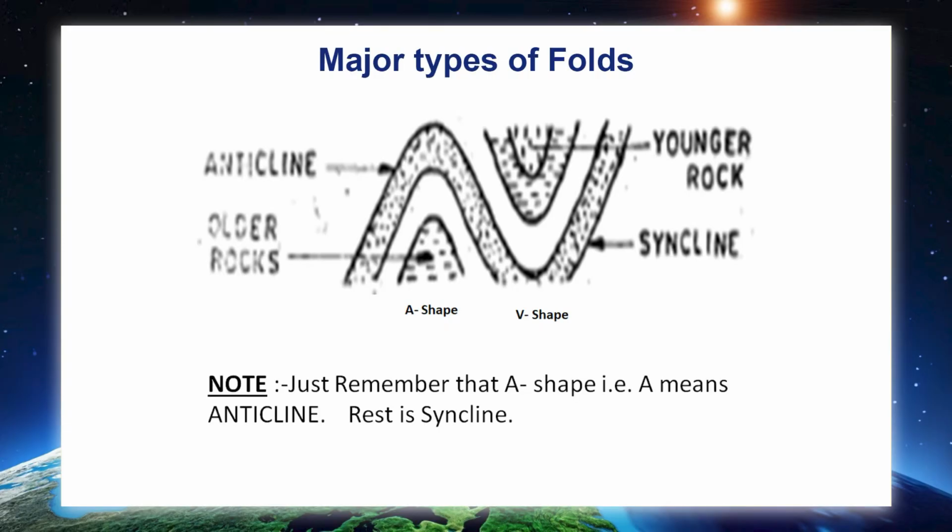Major types of folds. In an anticlinal fold, the older rock is surrounded from the top and is not visible from the top, whereas the younger rock is visible from the top in a synclinal fold. Naturally, the younger rock is on top and the older rock is at the bottom. So when folding takes place, this kind of situation arises.